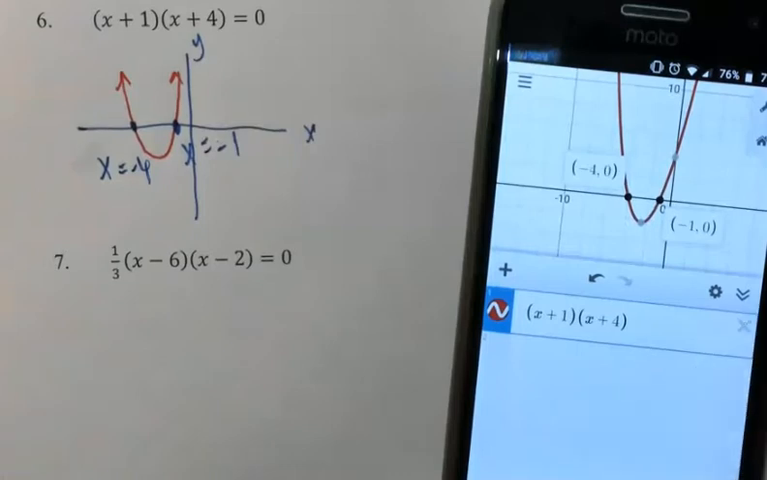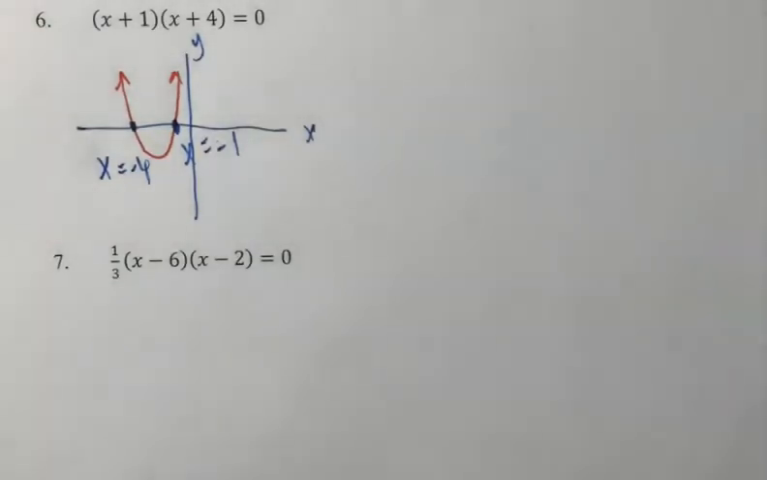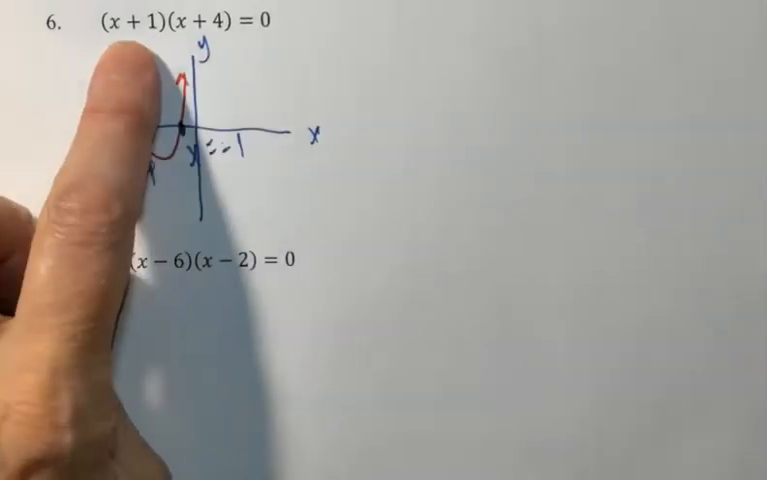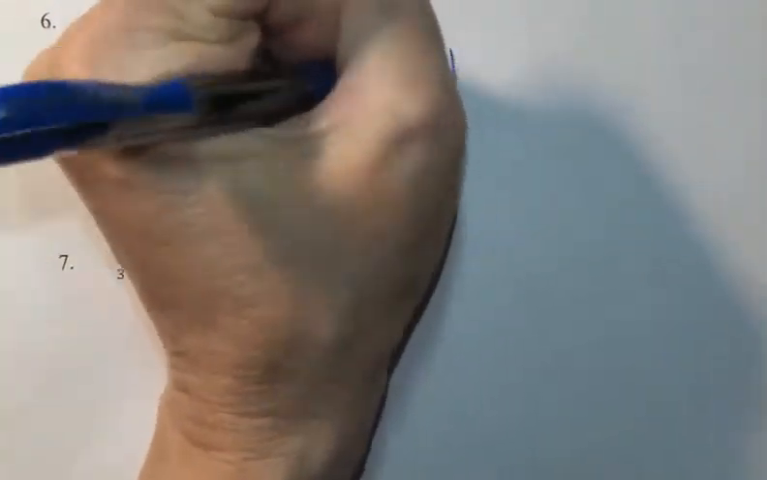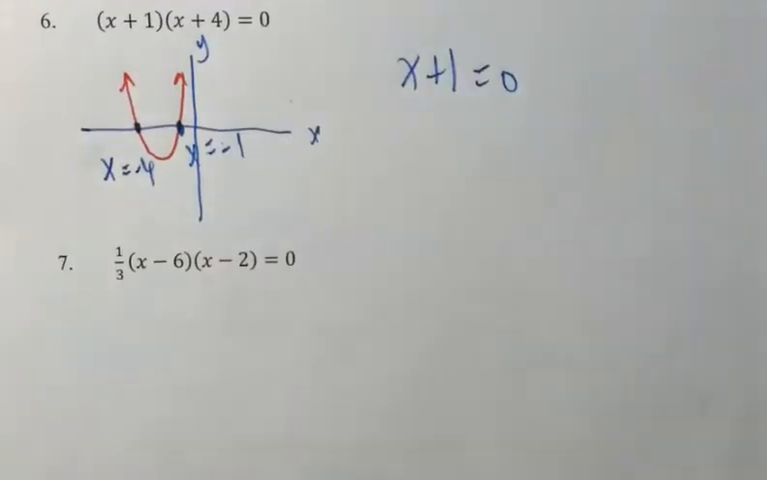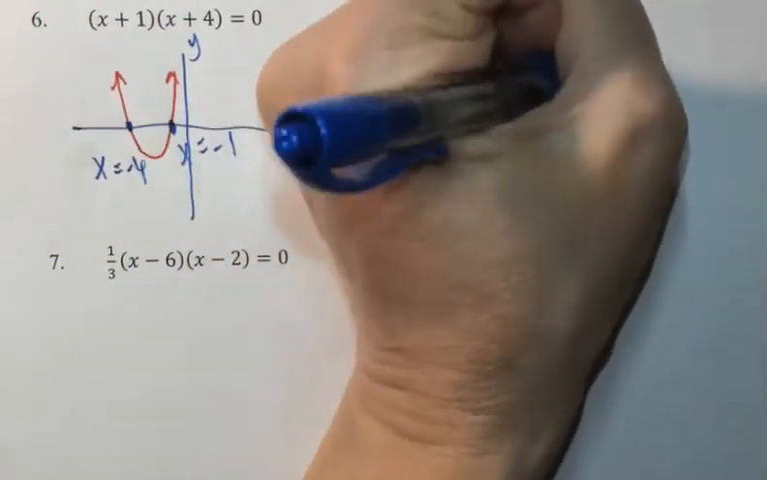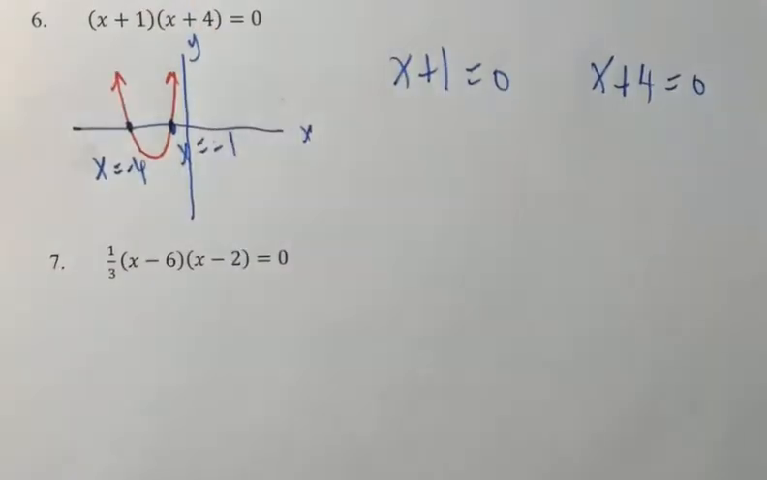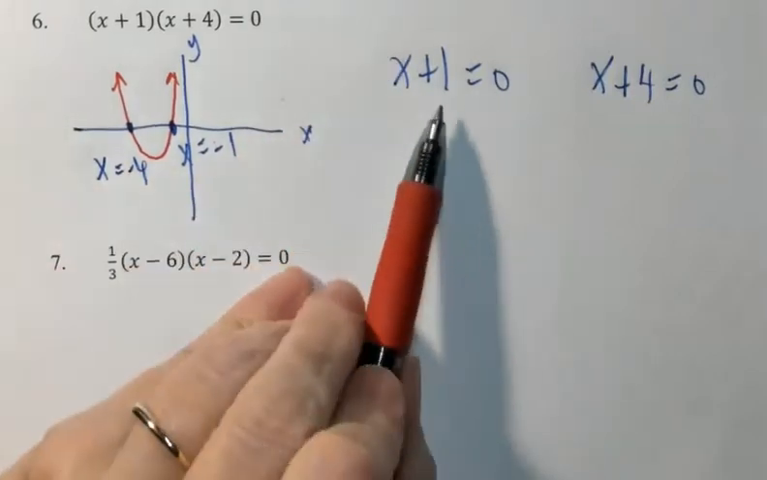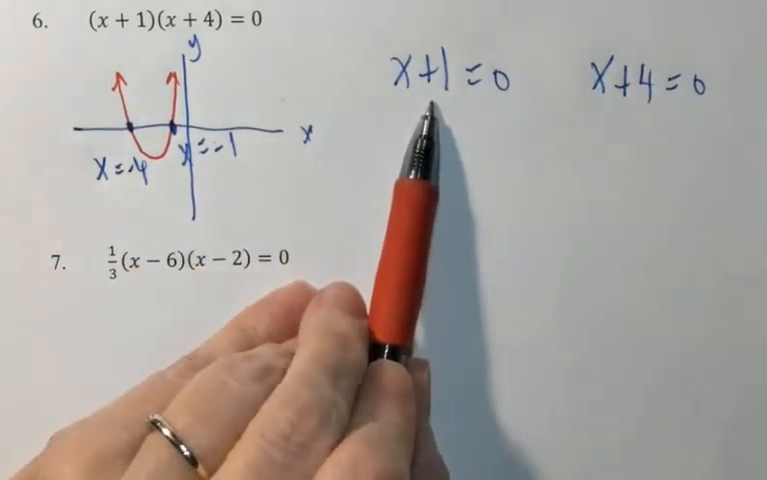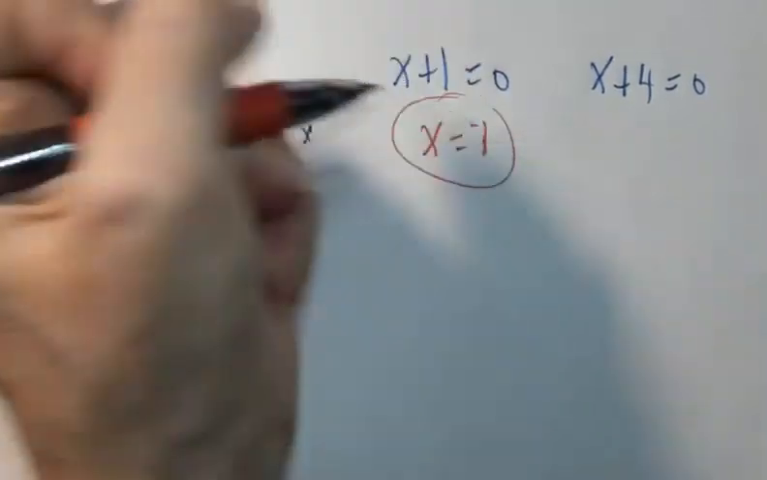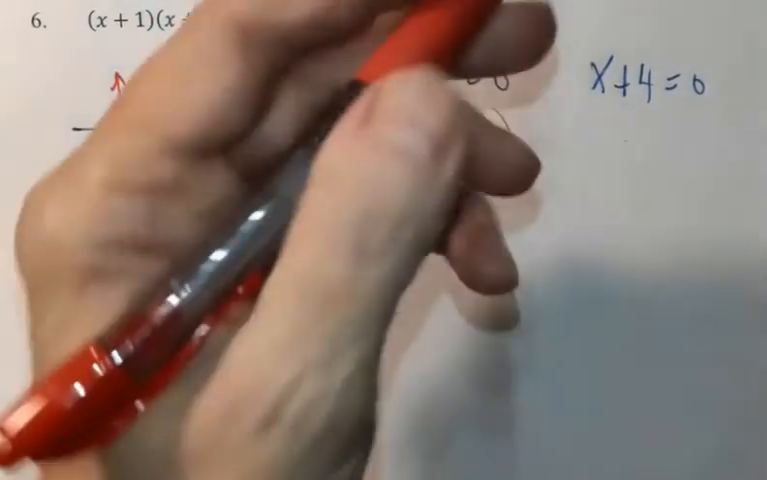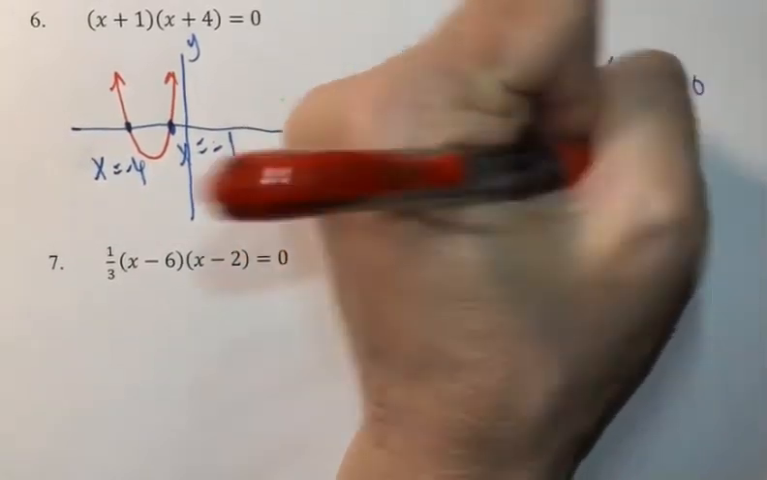Now we're going to use the zero product property to solve this equation. So to do that, we take each of our factors. The first one is x plus 1, and set it equal to 0. So x plus 1 equals 0. The other factor is x plus 4, so we'll put x plus 4 is equal to 0. And then we will solve each equation. So to solve this equation, we subtract our 1, and we get x equals -1. And for this equation, we subtract our 4, and we get x equals -4.